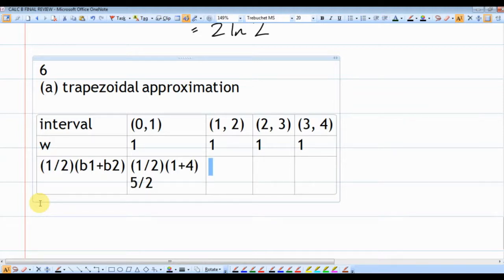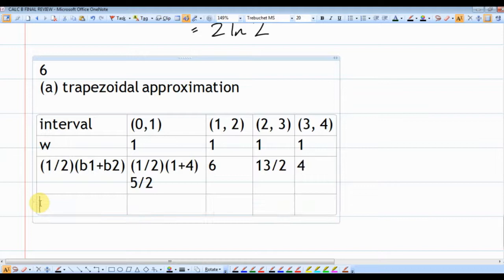This next one is going to be 1/2 of 4 plus 8. 4 plus 8 is 12. 1/2 of that's 6. Next one's going to be 1/2 of 8 plus 5, 13/2. Last one's going to be 1/2 of 5 plus 3. It's 4.